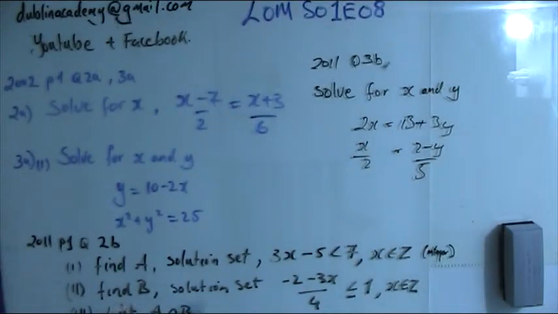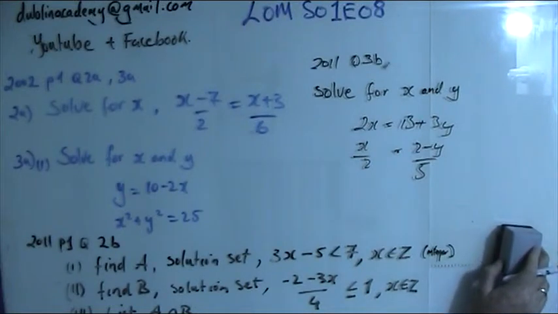And it says find B, the solution set of minus 2 minus 3x over 4 is less than or equal to 1. And you've got a minus here. When we multiply by a negative, we remember you change the direction of the sign. And x is an element of Z, which is an integer.